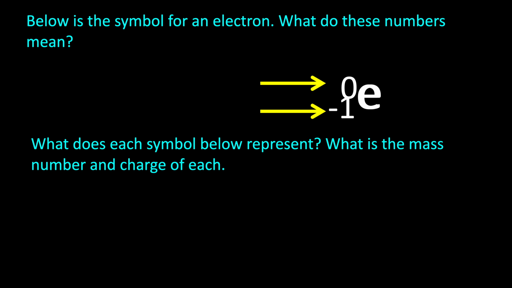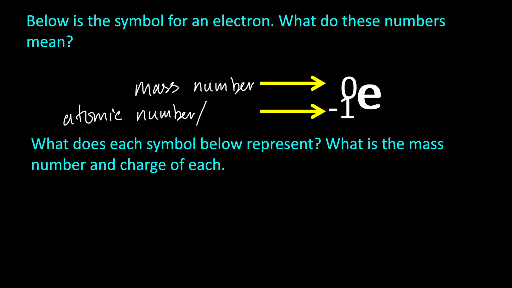So the number on top is the mass number. The number on the bottom represents the atomic number. But it also shows us the charge. And as we know, the mass number is the number of protons plus the number of neutrons. And the atomic number shows us the number of protons.